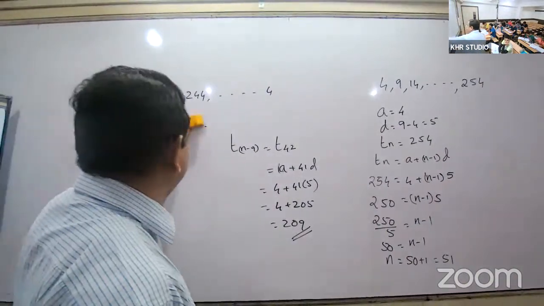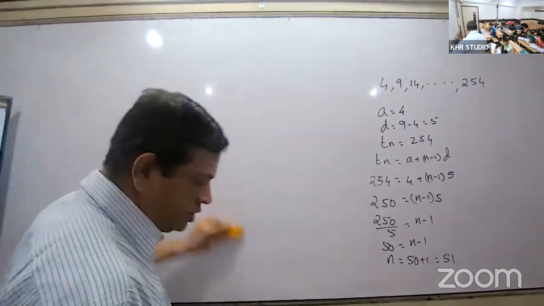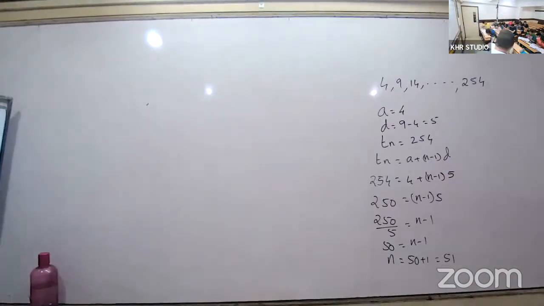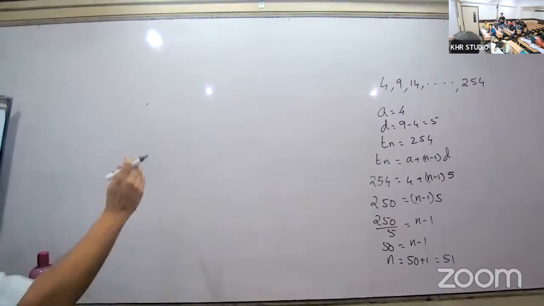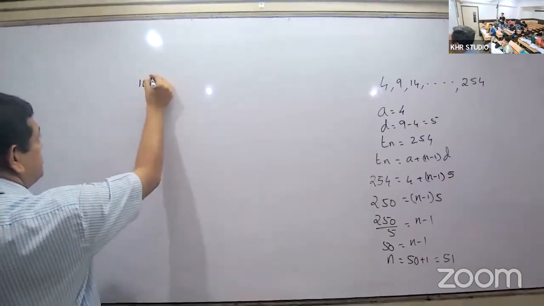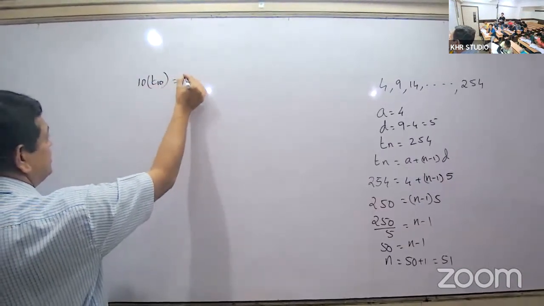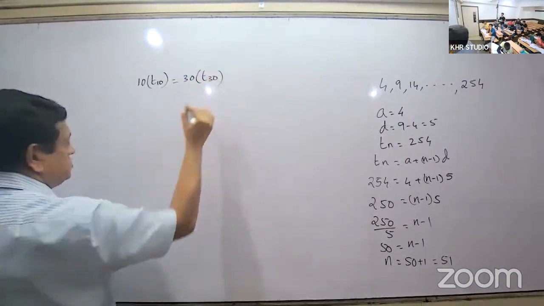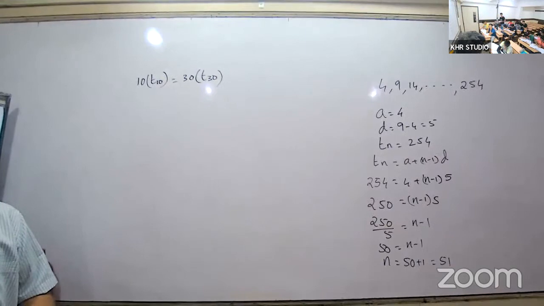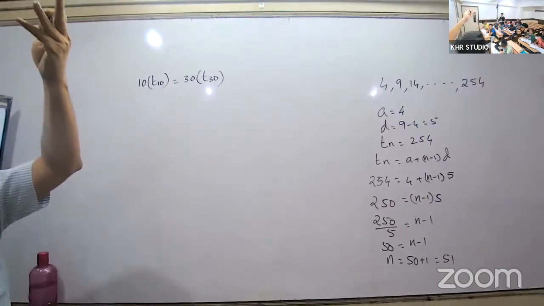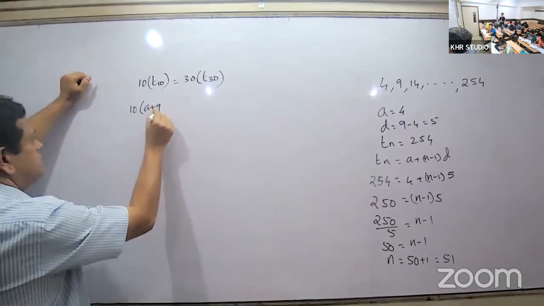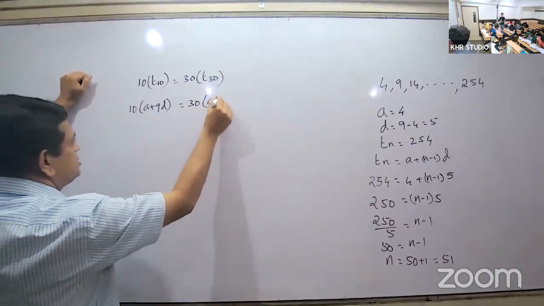Okay, take the second exercise. Read the question: in an AP, 10 times its 10th term is equal to 30 times its 30th term. Find its 40th term. What is given? 10 times its 10th term, that is 10 multiplied by T10, is equal to 30 times T30. Now you have to find the 40th term. What is the formula for T10? A plus 9D. So 10 into (A plus 9D) will be equal to 30 into (A plus 29D).